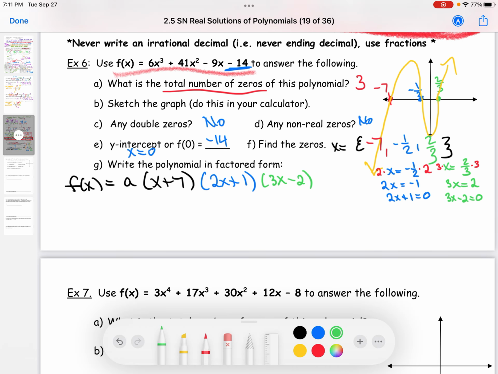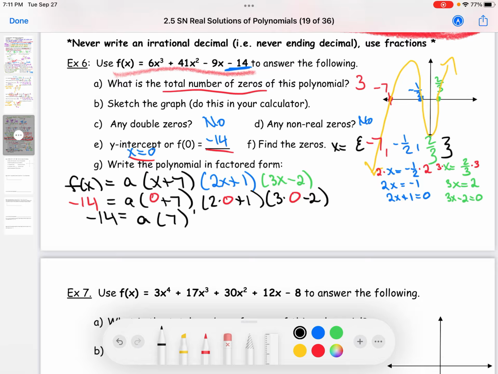That's how you handle roots that are fractions to get their factors. Now, we do need to find this a value in factored form. So when we plug in x equals 0, that y is negative 14. So plugging in that negative 14, that's a times x plus 7, that's actually going to be a 0. And then 2 times 0 plus 1. Then 3 times 0 minus 2. So we need to watch those coefficients a little bit.